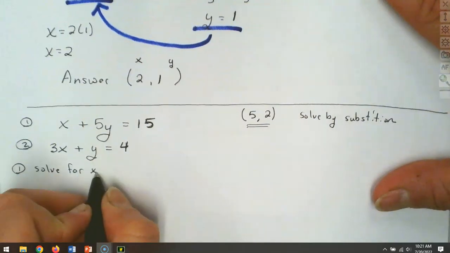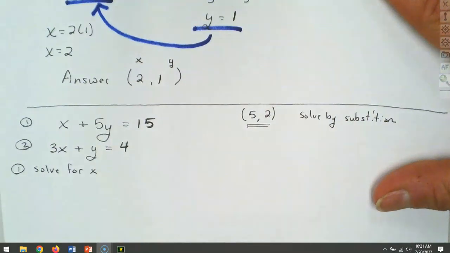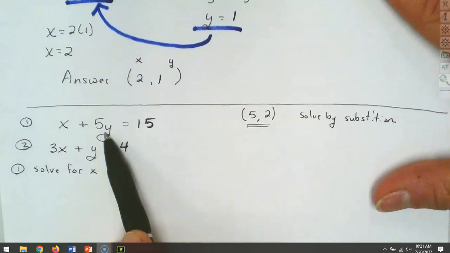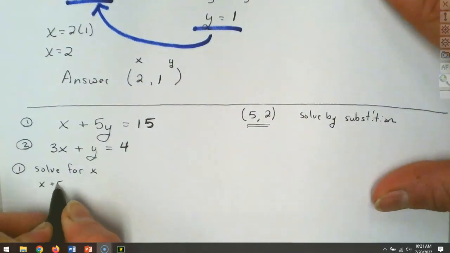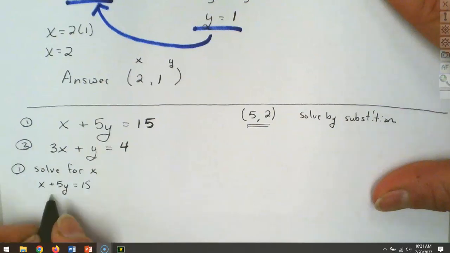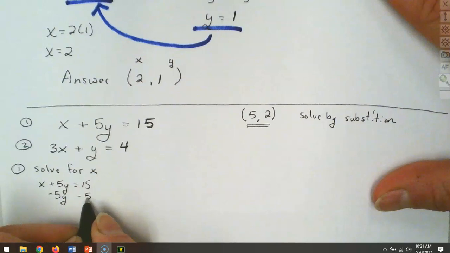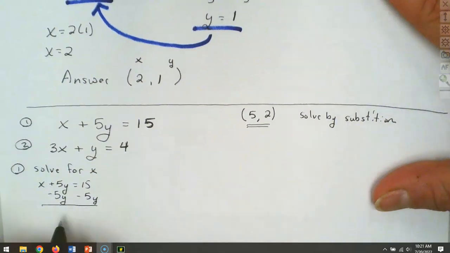It doesn't matter which equation we solve, we have to use both of them. And we really want to avoid fractions. I wouldn't want to solve it for y, because if I took that first equation and solved it for y, I would get a fraction. You do not want to have a fraction. You want to make it as easy as possible. So I'm going to take my first equation and solve it for x. So x plus 5y equals 15. All I have to do is move that 5y over. And that leaves you with x equaling negative 5y plus 15.